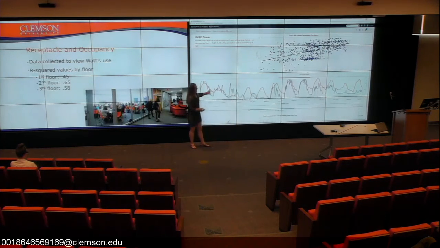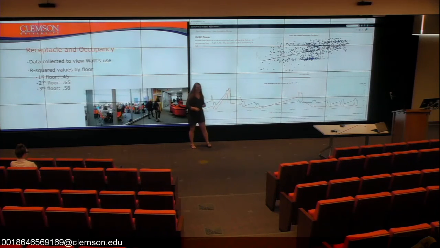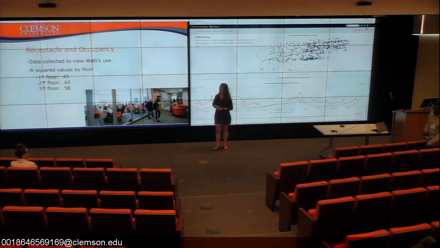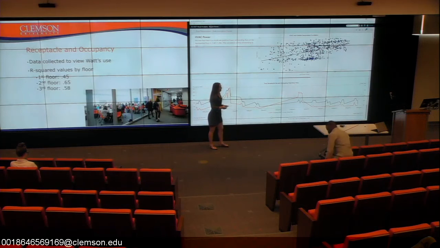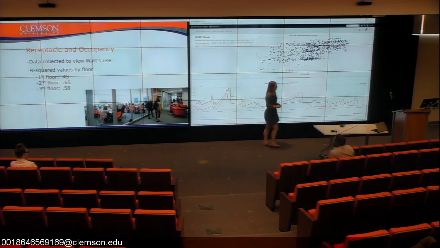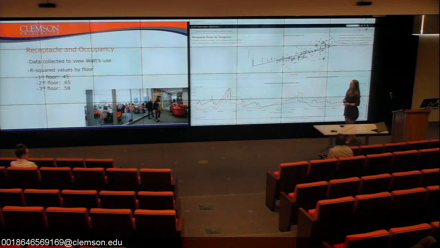We then decided to look at the correlation between occupancy of the building and receptacle usage. Occupancy data is already collected by Watt Center, and it's collected from 3 until midnight during the school year and from 9 to 5 during the summer. When looking at the entire building, we saw that there was a strong correlation with an R-squared value of 0.56. But we wanted to explore more to see if each floor had a stronger correlation than the entire building.